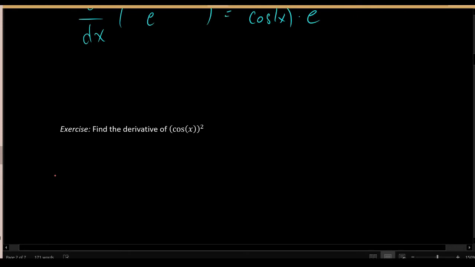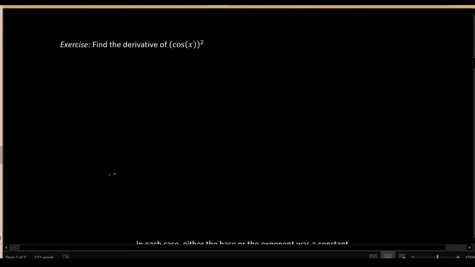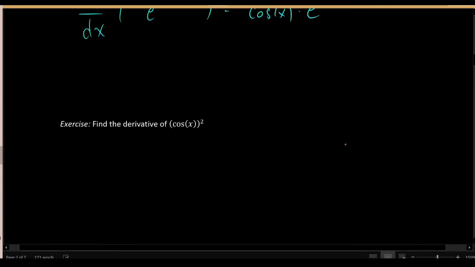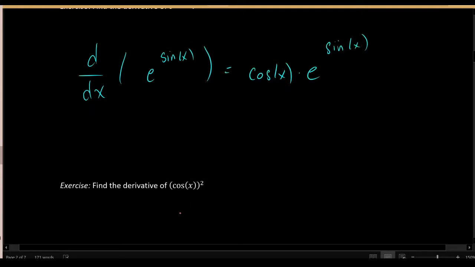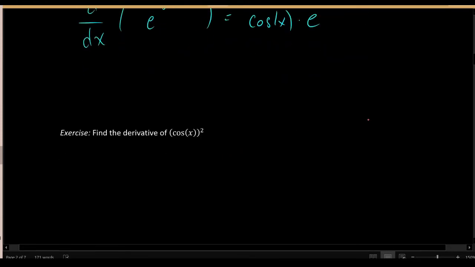Likewise, chain rule was what helped us to find the derivative of quantities such as cosine of x to the power 2. This is sort of the opposite situation compared to the previous exercise. Back then, our base was constant and our exponent was a function. This time, our base is a function and our exponent is a constant.